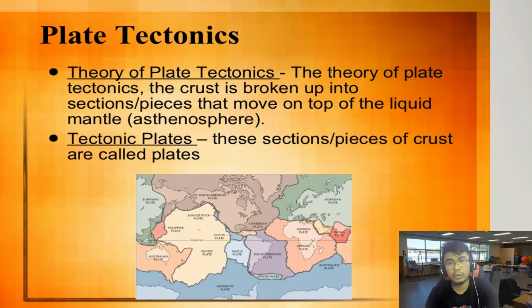So again, just to reiterate, the theory of plate tectonics, or plate tectonics theory, basically states that the crust is broken up into different sections or pieces that move on top of the liquid mantle, and that specific part of the mantle is known as asthenosphere. Okay, so again, the plate tectonic theory suggests that the crust is broken, and these pieces of crust are moving at the top of the so-called asthenosphere.